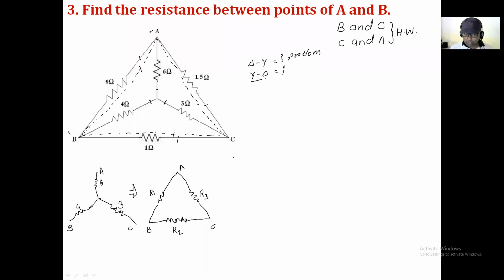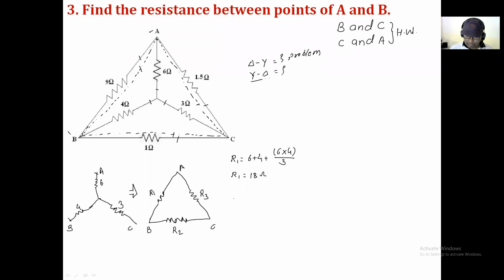So let's try to calculate R1 first. What is the formula? Now this is a little bit different, it's a second derivation. So this R1 is connected in between the point A and B. Come here, in between the same two points A and B: summation of the resistances present in between A and B, plus the product of these two resistances divided by the third resistance. Means can I say that here 6 plus 4 plus, in bracket, 6 multiplied by 4 divided by the third branch, which is 3. Can you give me that? What is the value of R1? 18. 18. 18.